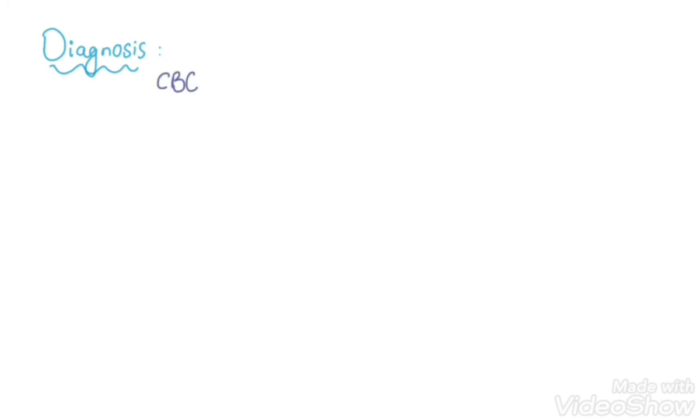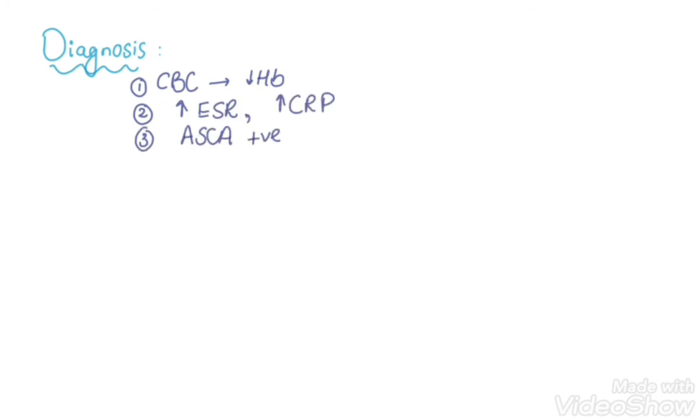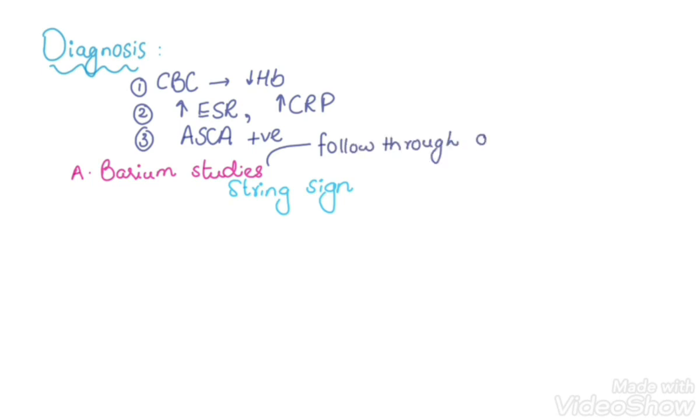Investigation involves non-specific tests like complete blood count that shows decreased hemoglobin and anemia, increased ESR and C-reactive protein that show inflammation within the body, and presence of anti-Saccharomyces cerevisiae antibodies. Barium studies show the string sign explained before. Depending upon the part of the GIT tract, it may be barium follow-through or barium enema.